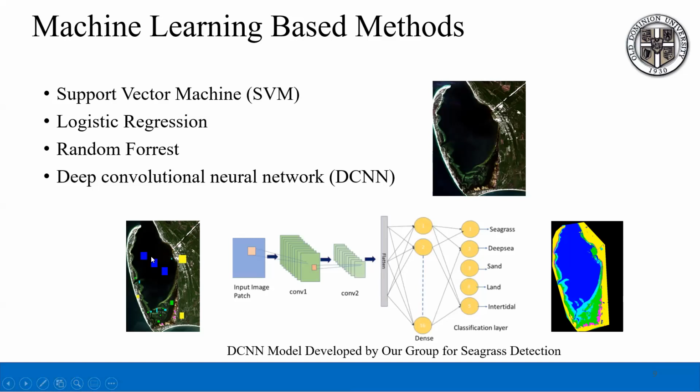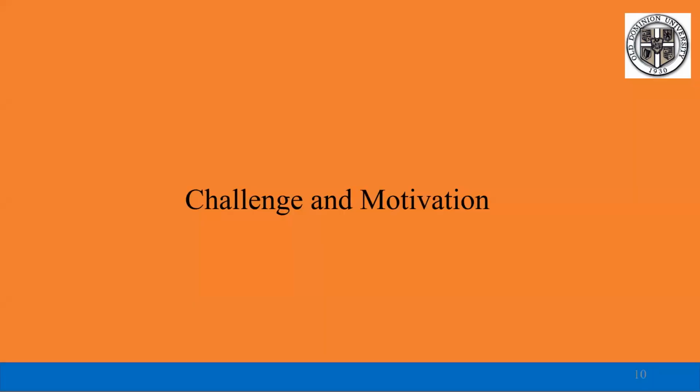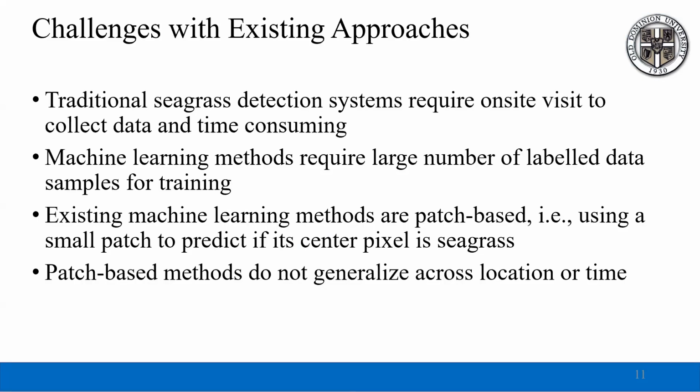Essentially, it uses a small patch of size 5 by 5 of the image as input. And then this DCNN uses convolutions and fully connected layers to classify this central pixel into one of these 5 classes. And this method is very accurate and effective, but it has some limitations that will be discussed later. Now we will discuss the existing challenges and motivations.